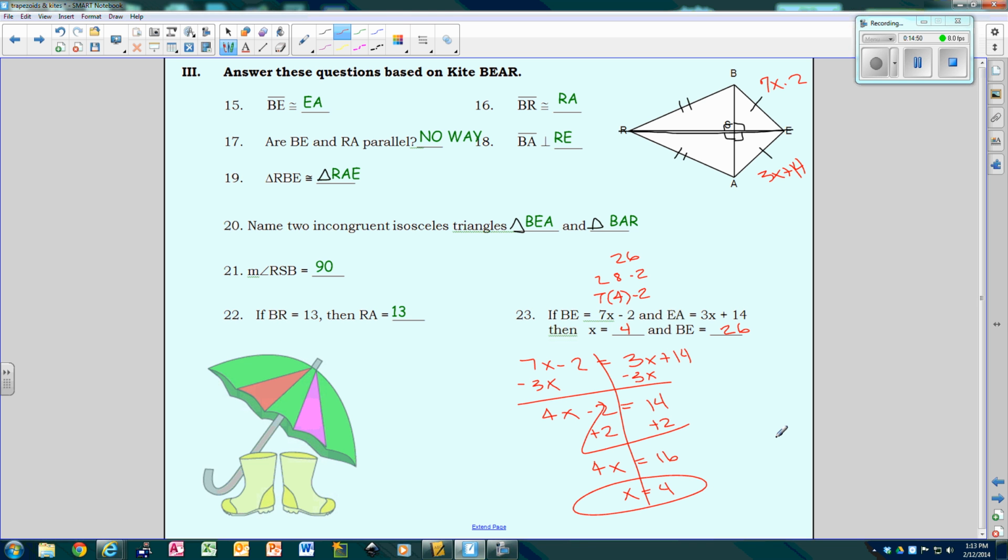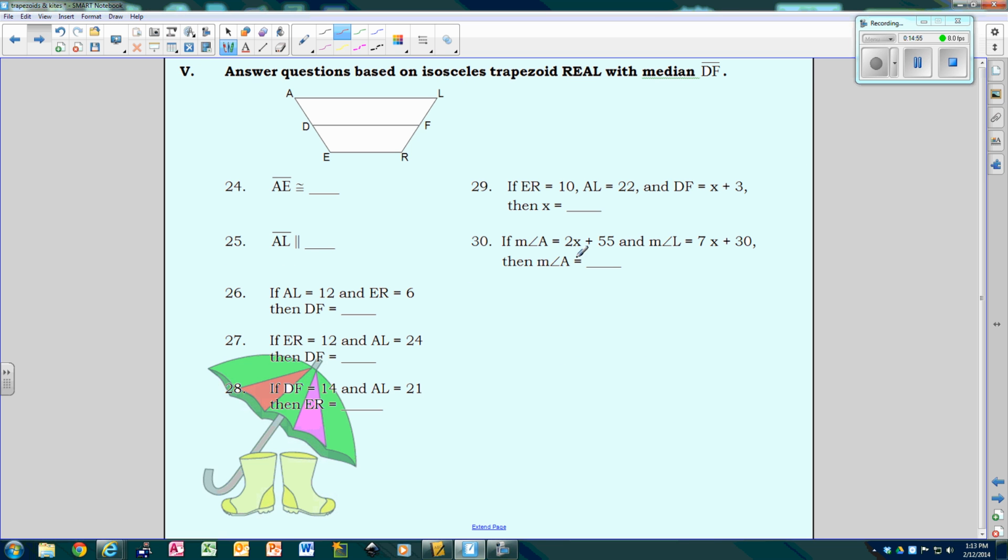All right. Last part. We're going to do some more stuff with some more isosceles triangles or trapezoids, but this time we're going to be dealing with the median, okay? So we got to go through here. AE is congruent to LR. AL is parallel to ER and DF. Okay, so I'm going to put those marks on there. AL, DF, and ER are all parallel to each other.